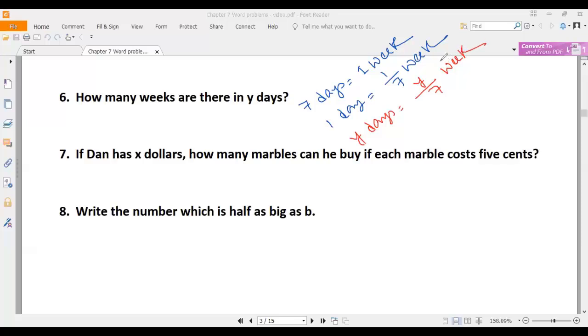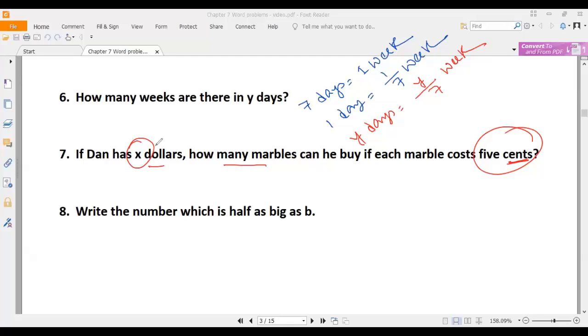Number 7. If Dan has x dollars, how many marbles can he buy if each marble costs 5 cents? So the information has been given in dollars. Now we need to find out how many marbles, and the cost of one marble is 5 cents. So this is a very important thing.